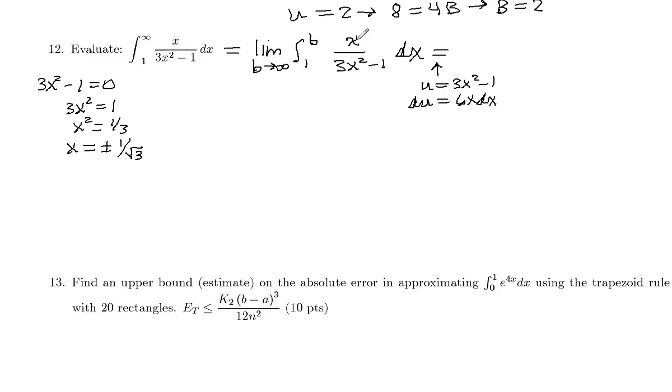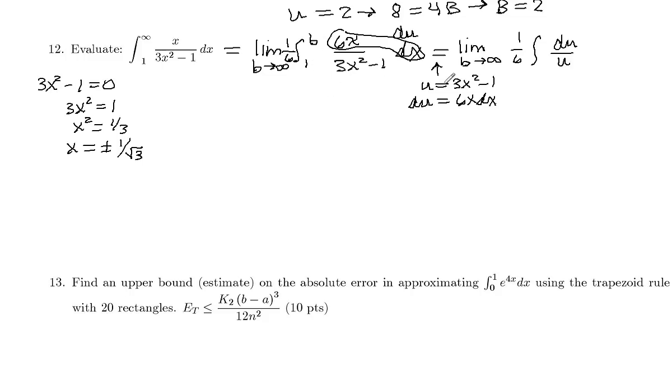And let's see, we've got the x dx up here, so why don't we multiply by 6 there and then compensate on the outside of the integral with a 1/6. So this will now be the limit as b goes to infinity, and I've got a 1/6. And now the integral of 6x dx right there, that is our du. So du on the top, and the bottom is just u, so du over u. And then we've got to change these limits of integration over to u also.